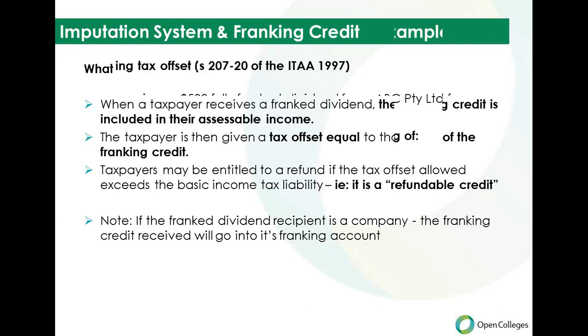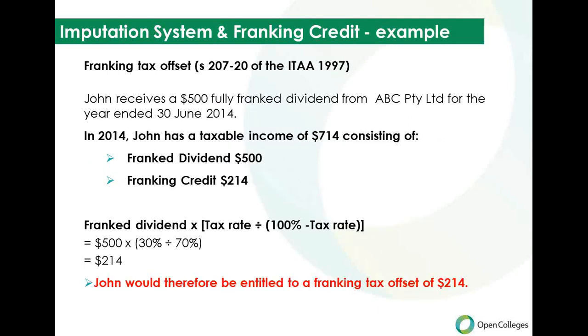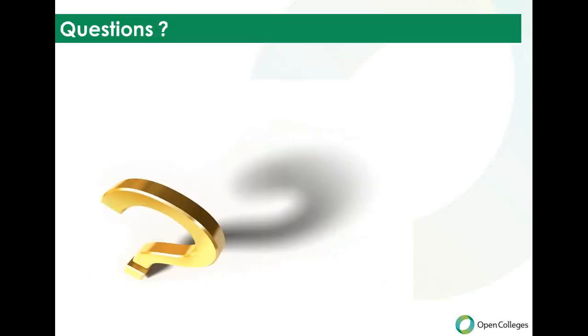So here's a simple example to have a look at the imputation system and franking credits. John receives a $500 fully franked dividend from ABC Proprietary Limited for the year ended 30 June 2014. John has taxable income of $714, consisting of the dividend of $500 and the franking credit of $214. So how do you calculate that franking credit? Well, basically what you do is $500 dividend multiplied by 30 divided by 70 gives you the $214. So it's the tax rate divided by 100% minus the tax rate. John would therefore be entitled to a franking tax offset of $214. So that is the imputation system. Obviously, there's some good information in the unit on that for you, but make sure to simply remember, if you see a fully franked dividend, it grosses up and includes the imputation credit as taxable income.